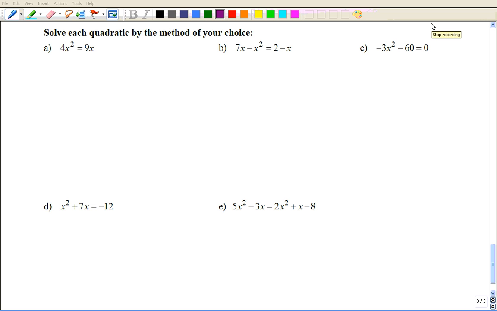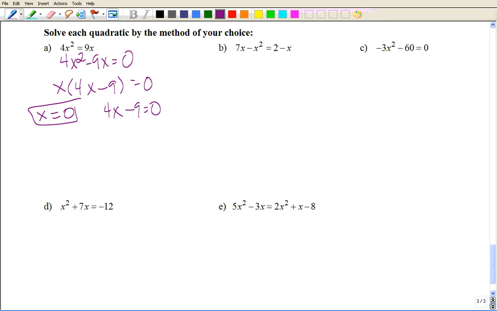Okay, so we're finally at the end of the review. So we have 4x squared minus 9x, and we're going to solve each of these by whatever method we choose. So if I subtract over the 9x, then I see that I can take out a greatest common factor of x, and if I do, I'll be left with 4x minus 9. And then since I'm solving, I need to set each of these factors equal to 0 and solve for x.